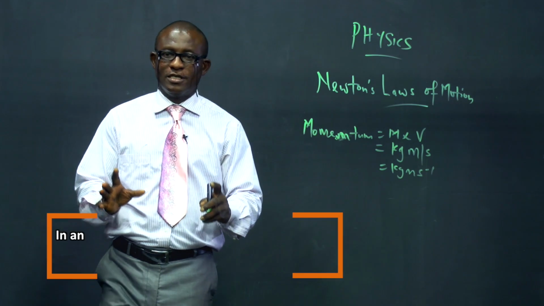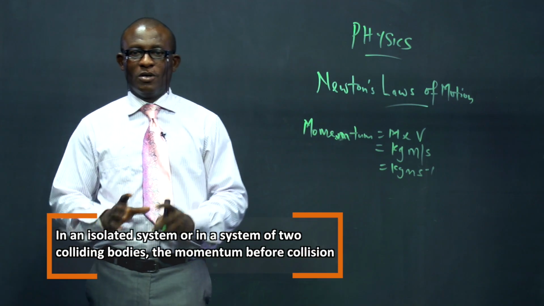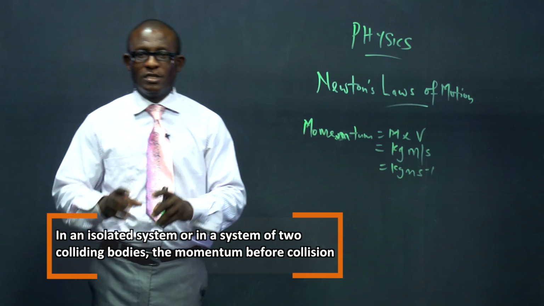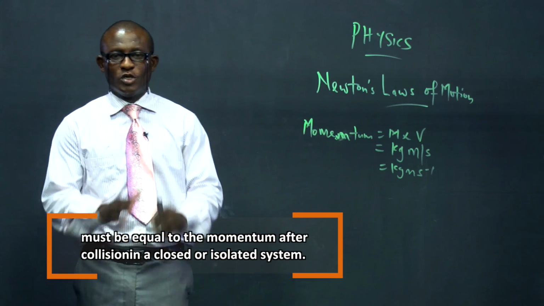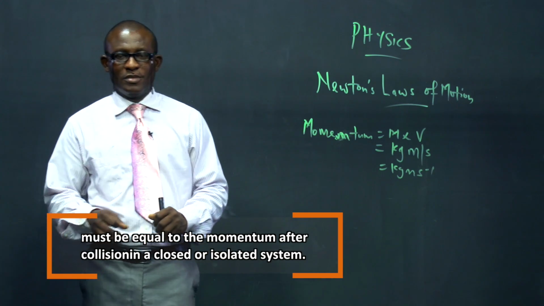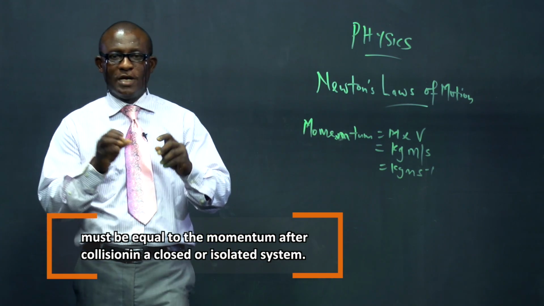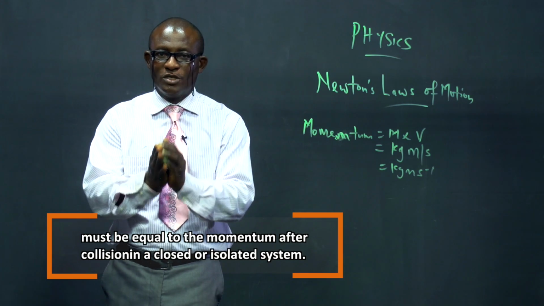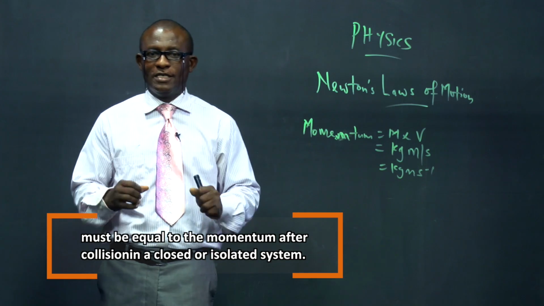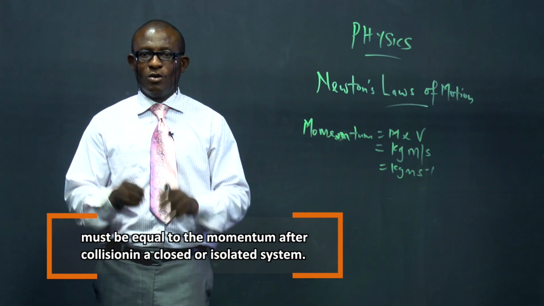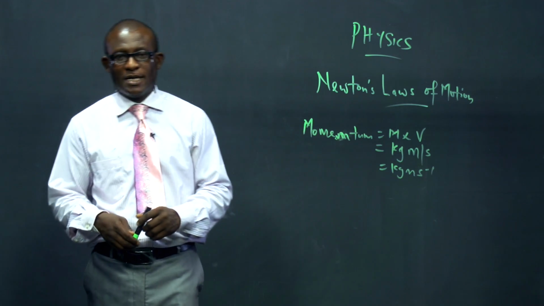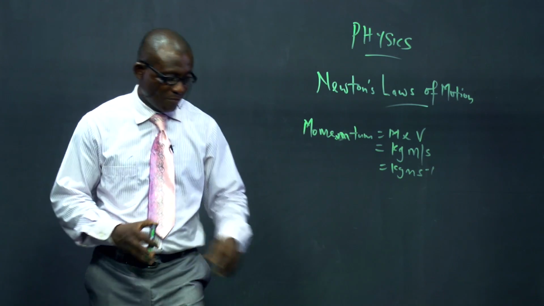The solution is this. In an isolated system or in a system of colliding bodies, momentum before collision must be equal to momentum after collision in a closed system. When you have colliding bodies, the initial momentum must be equal to the final momentum in a closed or an isolated system. Next, we want to look at the numericals.